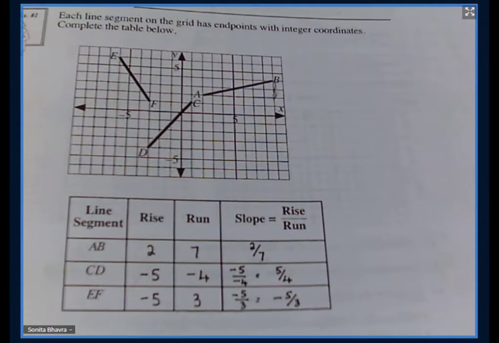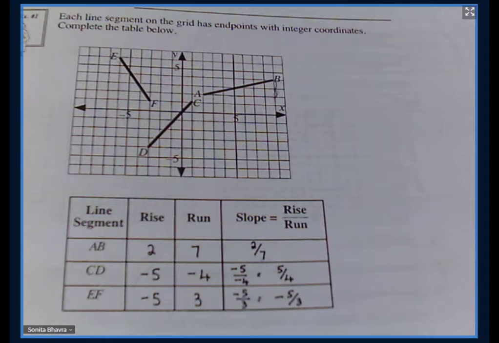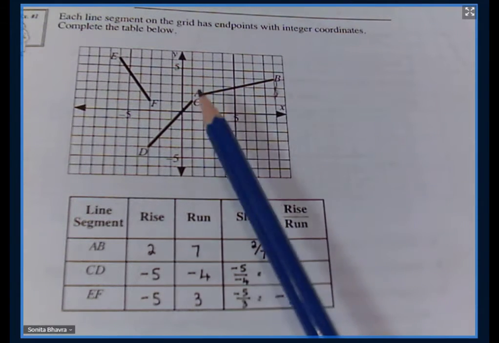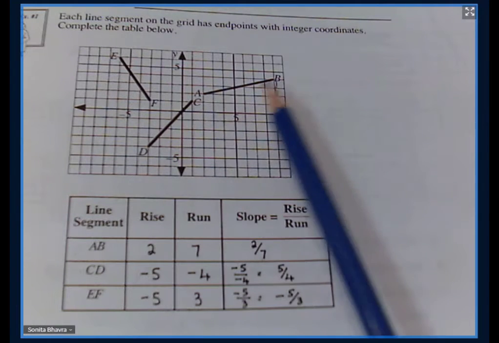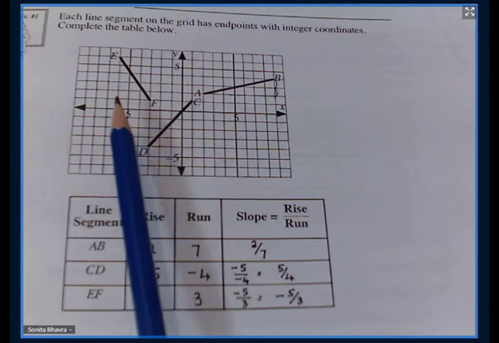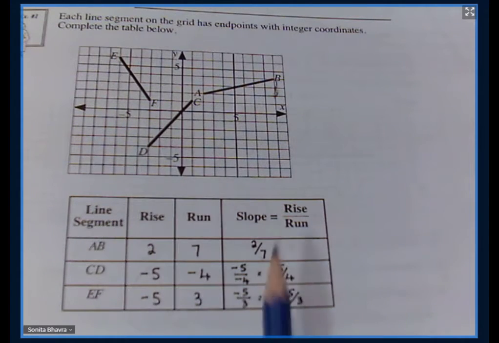So what we should summarize here for our slopes is anytime a line is going from left to right and the line is going upwards, like DC and AB, our slope will be positive. Anytime we look at a line segment from left to right and the line is going down, our slope will be negative. And our rise, we always look at our vertical height, and the run is the horizontal distance.